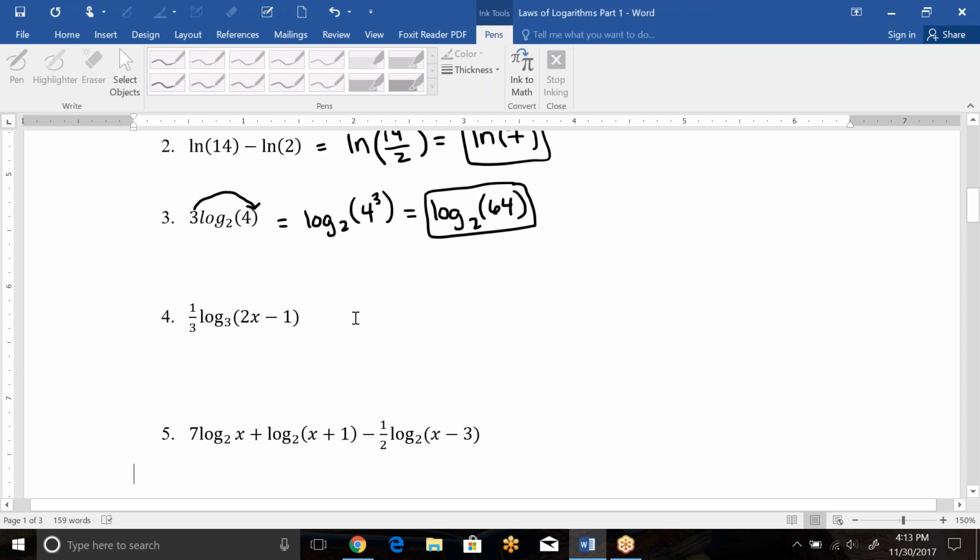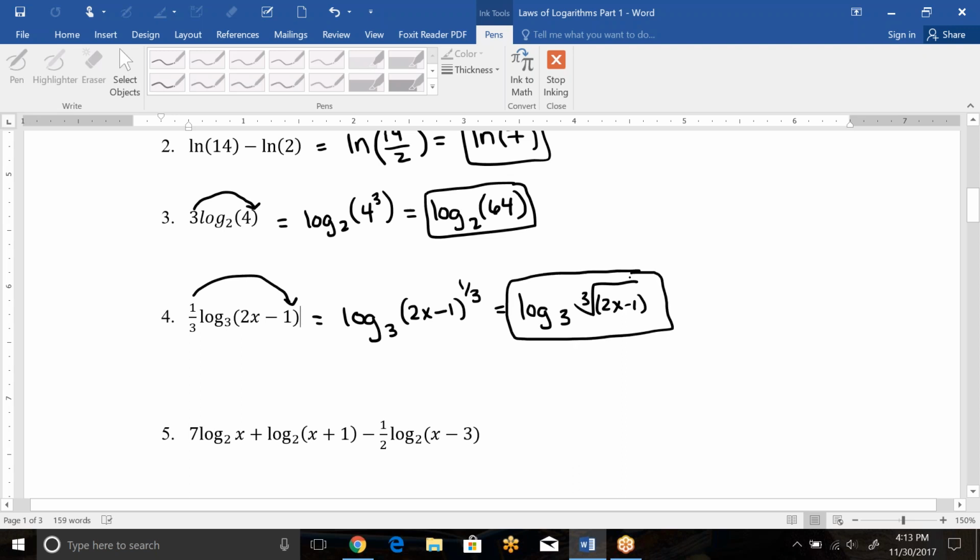This has a 1/3 on it. That's again a coefficient out front, so we'll put that back on it as a power, and it's going to go on that whole binomial. So this is going to be log base 3 of (2x minus 1) to the 1/3 power. And typically we don't leave that as the 1/3 power, because we remember that rational exponents are radicals. So that would be the cube root of 2x minus 1. And there we go.